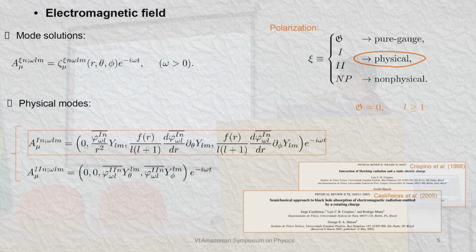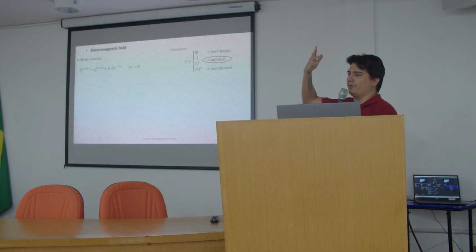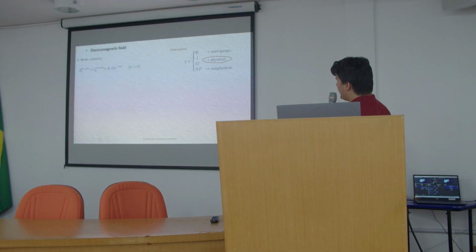Because you are working with a gauge field, you also have 4 polarization modes. Of course you have 4 of them, but 2 of them are physical. One is what we call pure gauge, and the other one is what we call non-physical because it has negative norm.